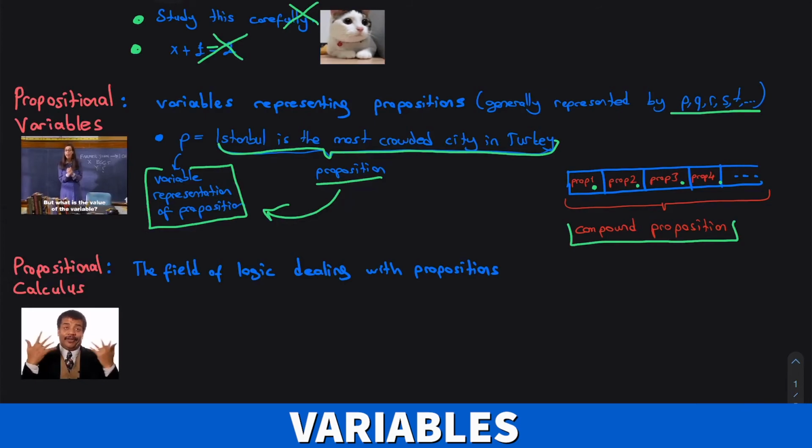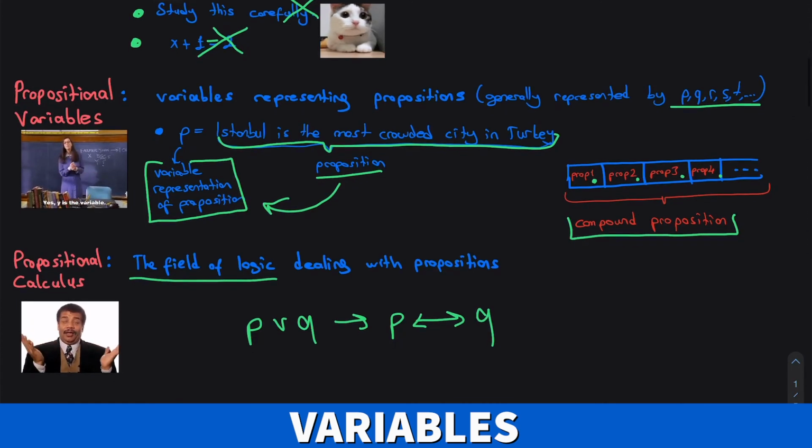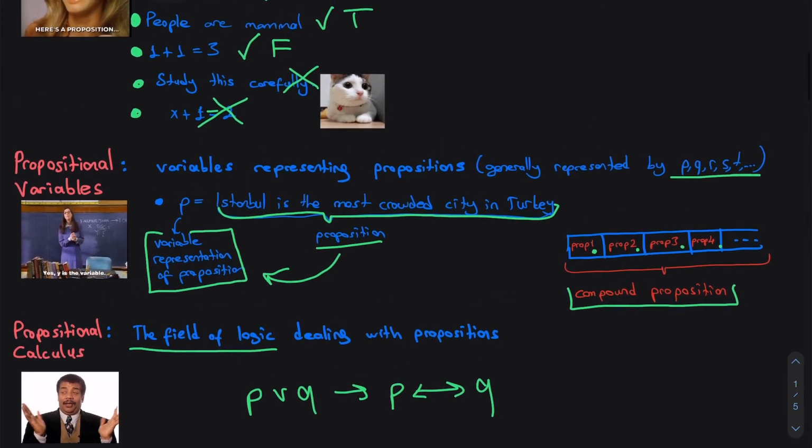Of course, we can do some calculations with those variables. The field of logic dealing with propositions and calculations on them is called propositional calculus. This lecture is just an introduction to logic with some core definitions we have seen. In the next lecture, we will see core logical operators and connections.